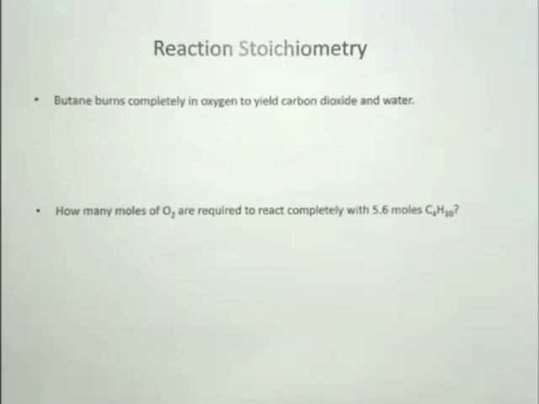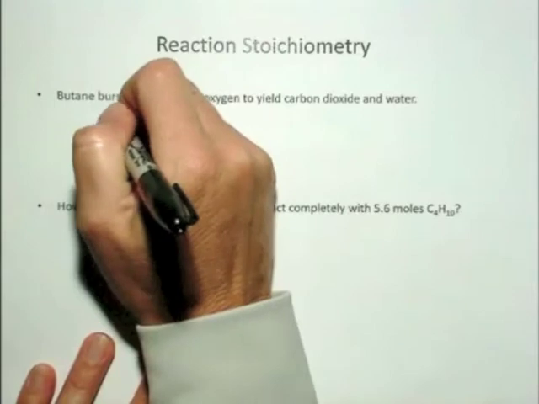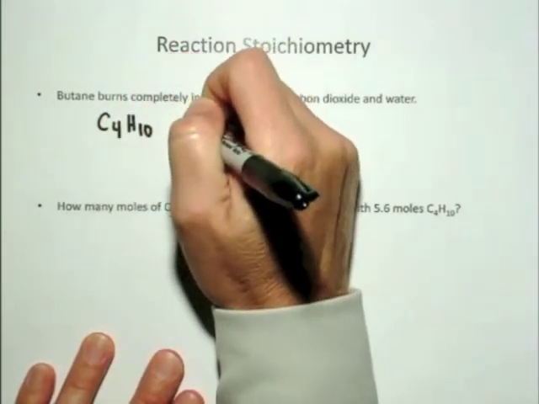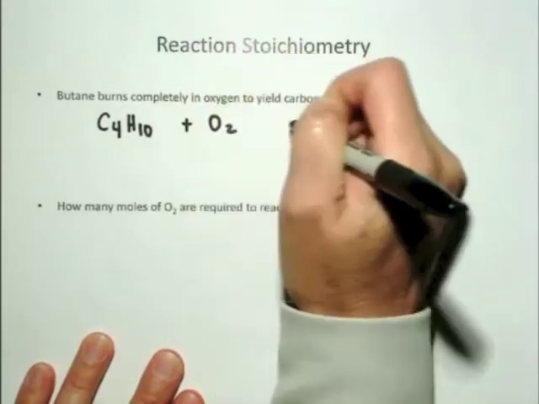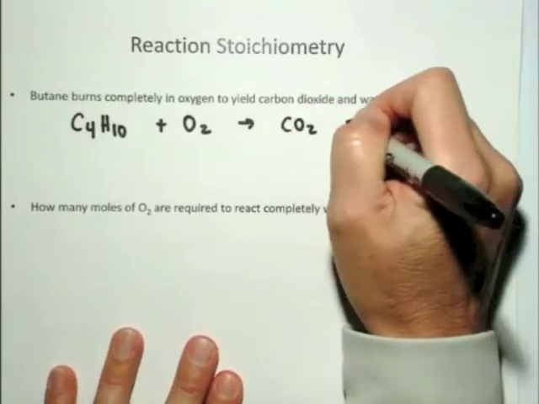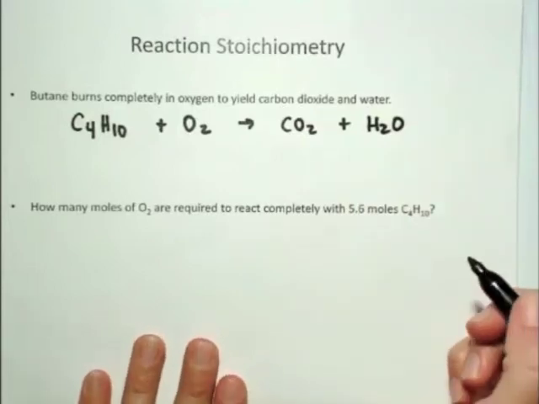So first of all, you've got a chemical reaction there written out in words. Butane burns completely in oxygen to yield carbon dioxide and water. So what you're going to want to do is, by this point, you ought to be able to write down the chemical reaction from these words. You know all of these molecules, and balance it. So butane is a hydrocarbon with 4 carbons, C4H10, burns completely in oxygen to yield carbon dioxide and water. Okay, that's your combustion reaction that we've looked at a lot this semester.